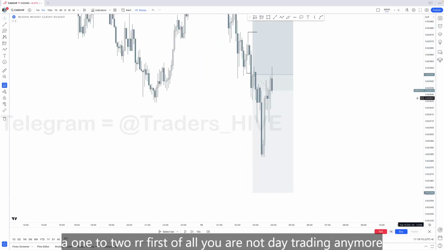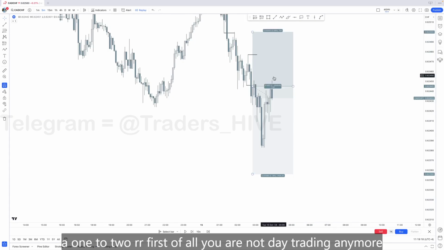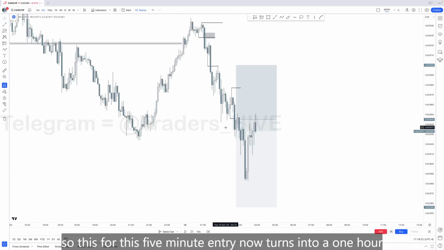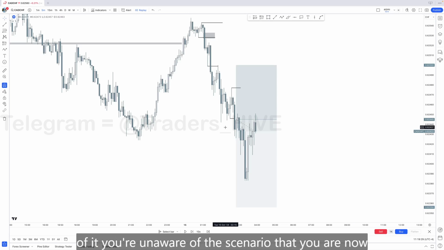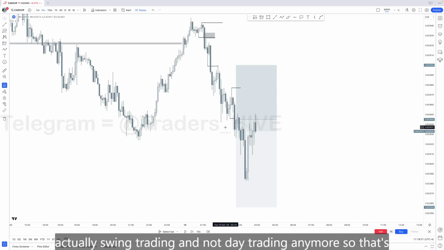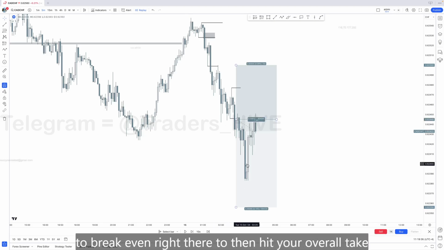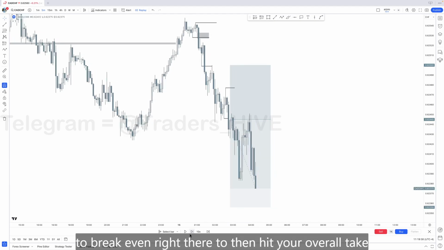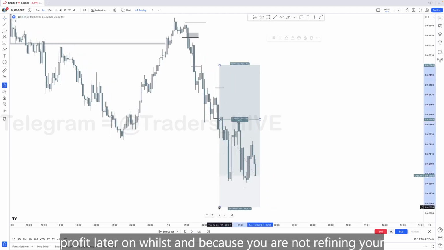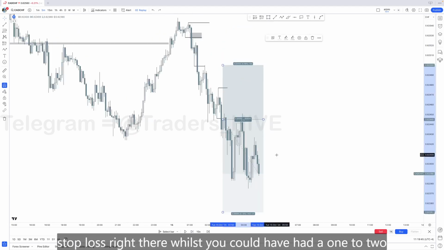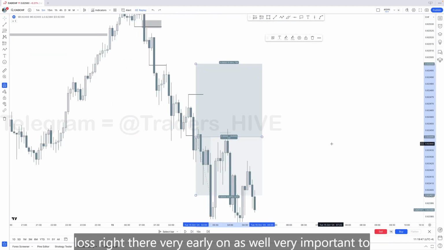2 RR, first of all, you are not day trading anymore. So this 5-minute entry now turns into a 1 hour or a 4 hour entry. You're unaware of the scenario that you are now actually swing trading and not day trading anymore. So that's very important to understand. And as well, it might come back to break even right there to then hit your overall take profit later on, because you are not refining your stop loss right there. Whilst you could have had a 1 to 2 RR very early on as well.